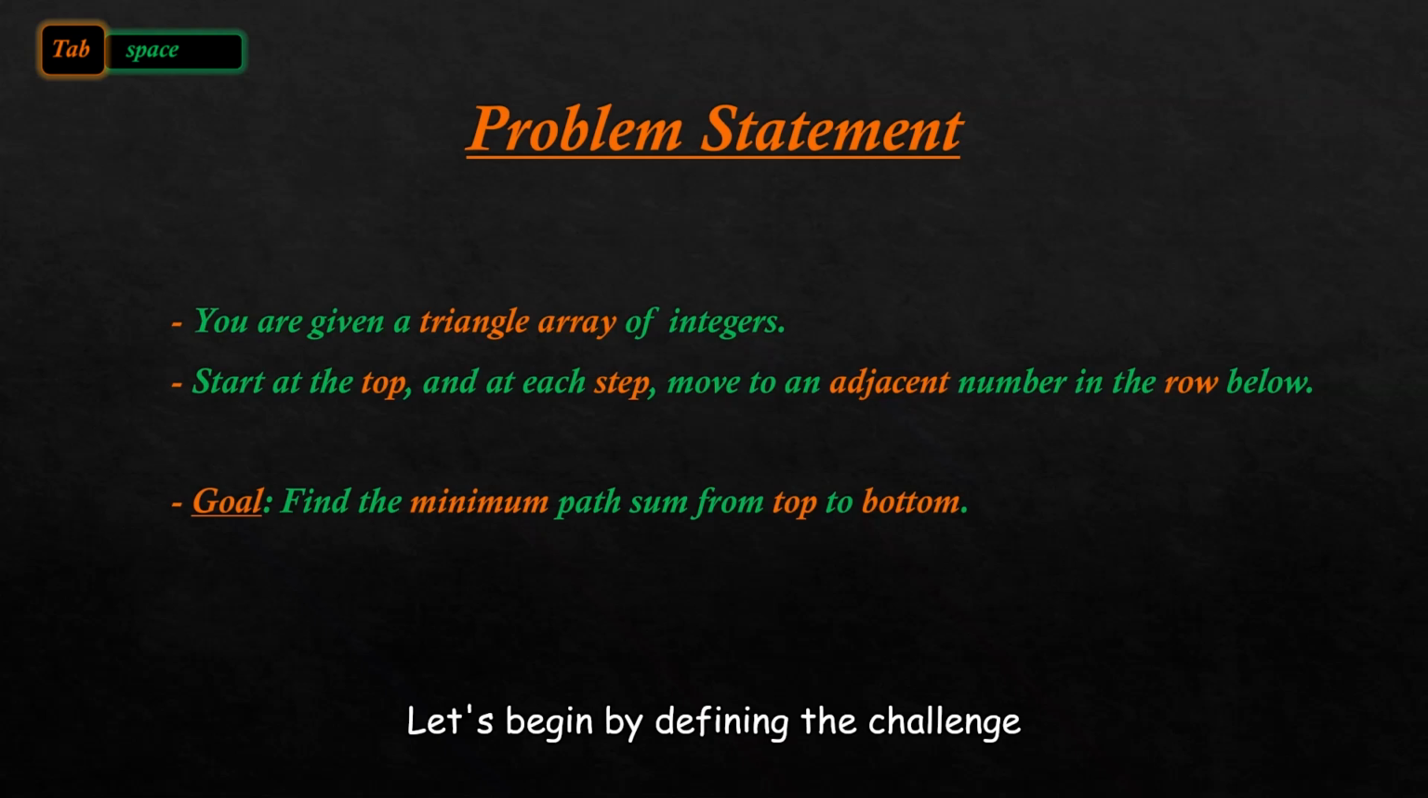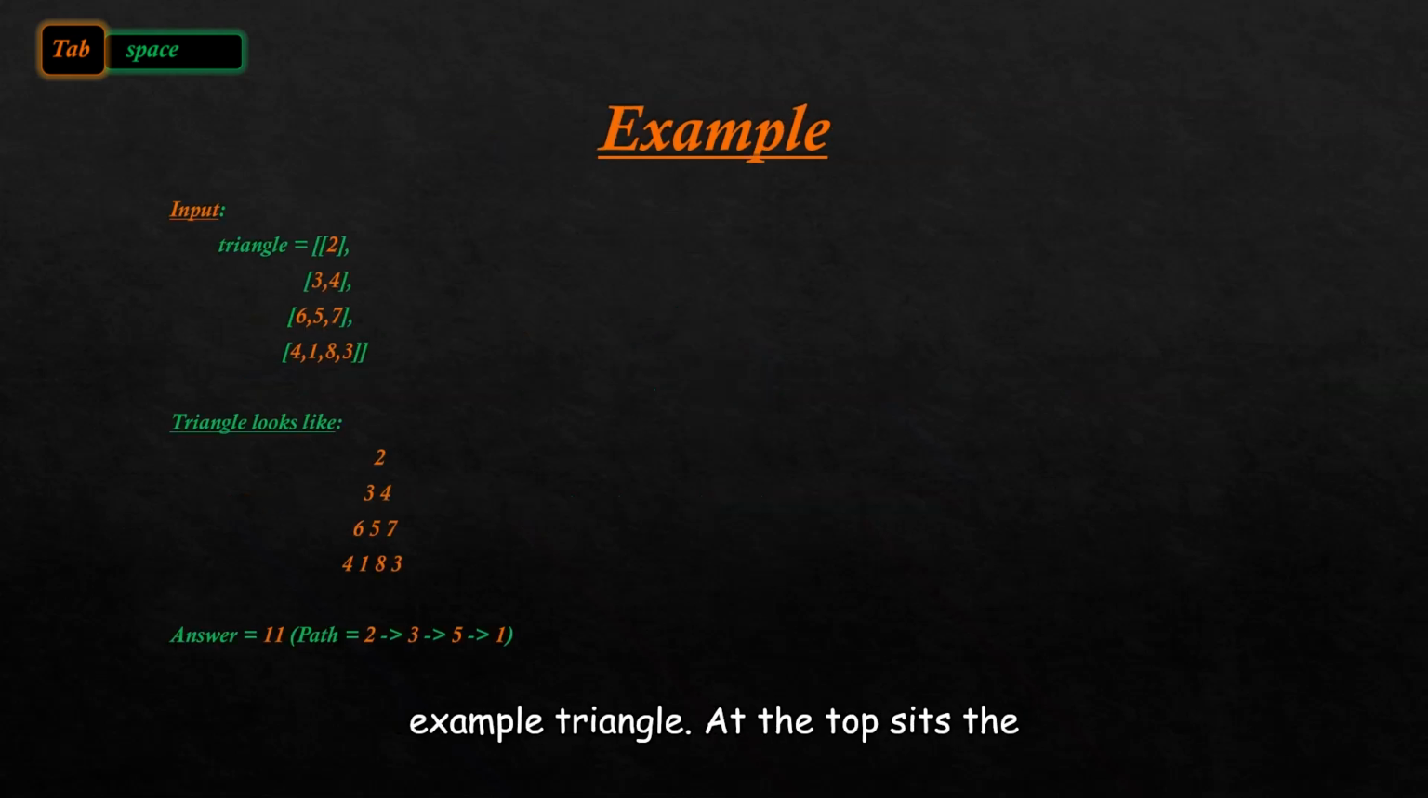Let's begin by defining the challenge clearly. We are given a triangle of numbers. Starting from the top, at each step we may descend to one of the two adjacent numbers in the row just below. Our task is to determine the minimum possible sum along a path that begins at the top and ends somewhere on the bottom row. This is not just about reaching the bottom, it's about reaching it as cheaply as possible, with the least accumulated sum.